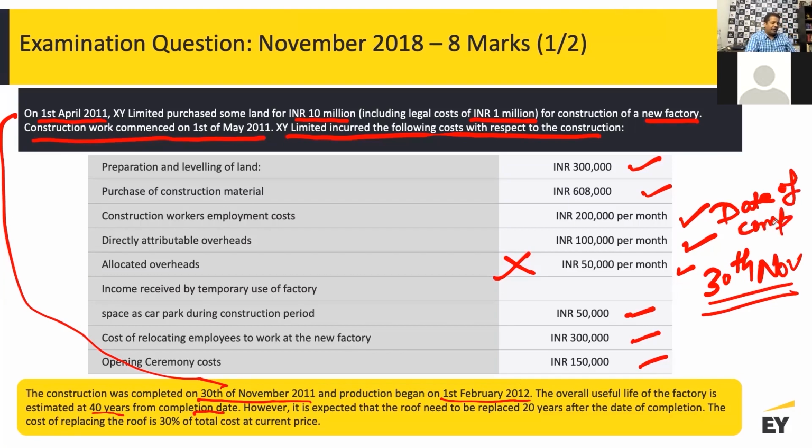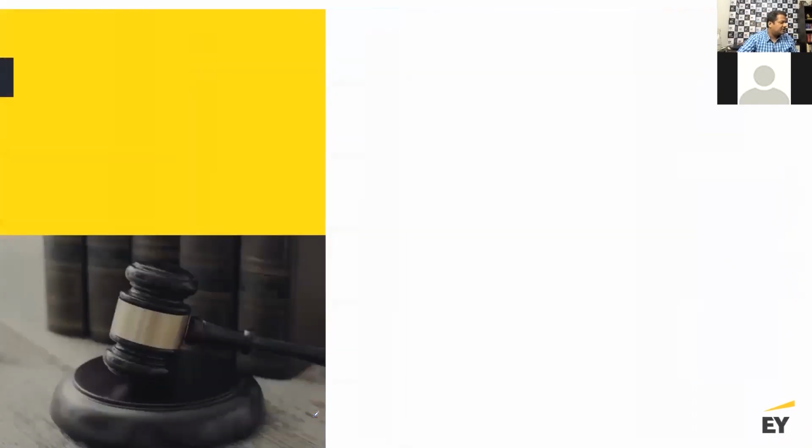However, it is expected that the roof needs to be replaced 20 years after the date of completion. The cost of replacing the roof is 30% of the total cost at current price. So what is the cost of the roof? 30% of the cost at the current price. This is what we have.